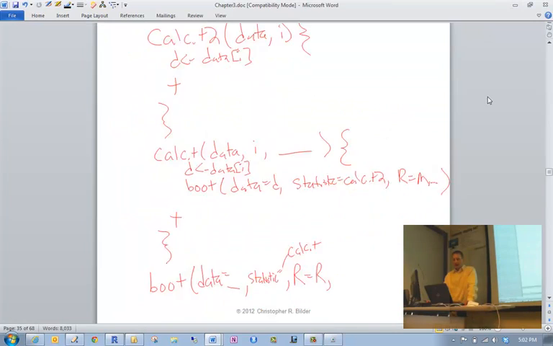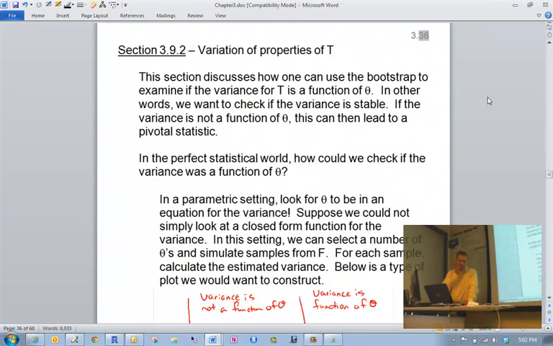Okay, let's go back to the notes. So again, section 3.9 is basically divided into 2 different parts. One is the bias correction, and the next part is talking about variation properties of T. In other words, this variance of T, if it's a function of your parameter of interest theta, that can cause us problems.